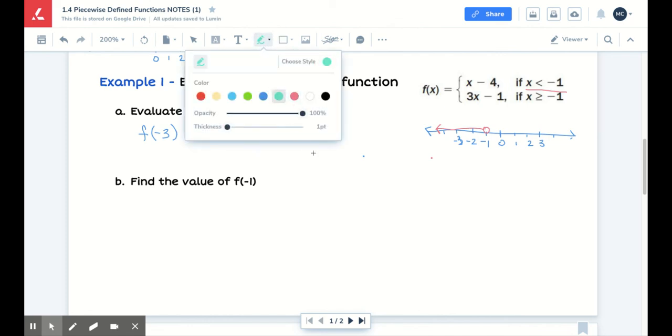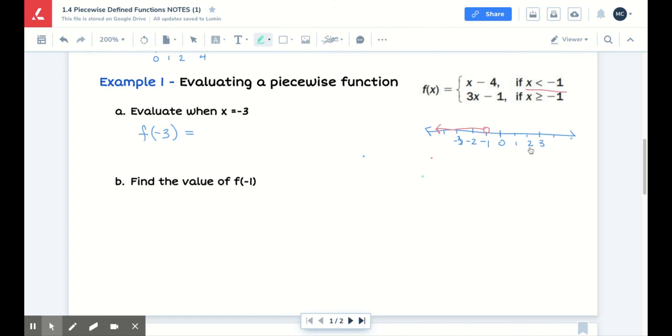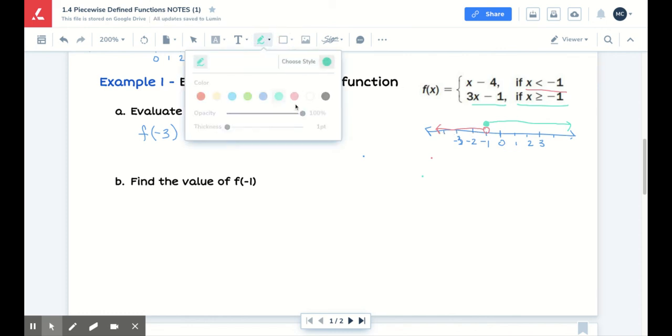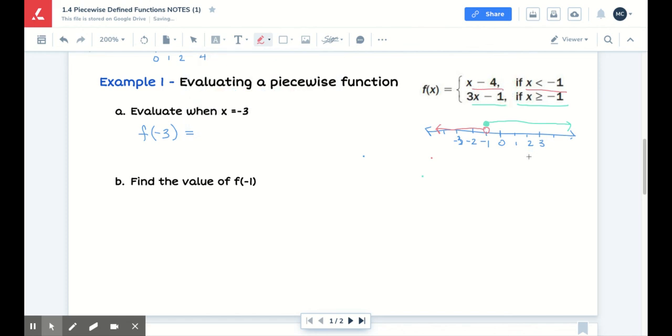And then I'll use maybe this bright green, turquoise, whatever it is, for the other side. So for the other side, it says for all the x's that are greater than or equal to -1. So that would be a solid dot at -1. And then again, the arrow points to which side you're supposed to shade on that. So I'm going to shade this one to the right. And so if the number that I'm given falls in the green zone, then I'll use the green one, this one here. And if it falls in the pink zone, then I'm going to use the pink one, which would be this.